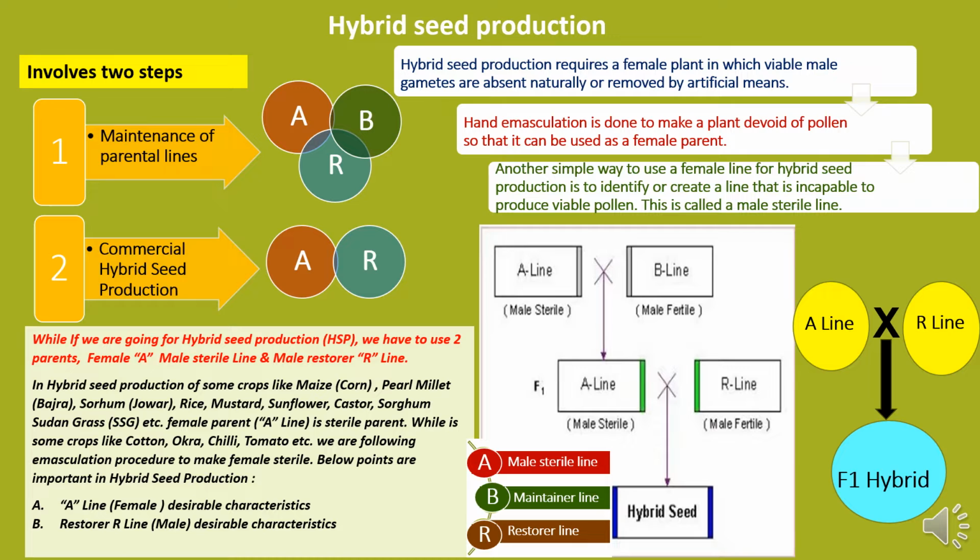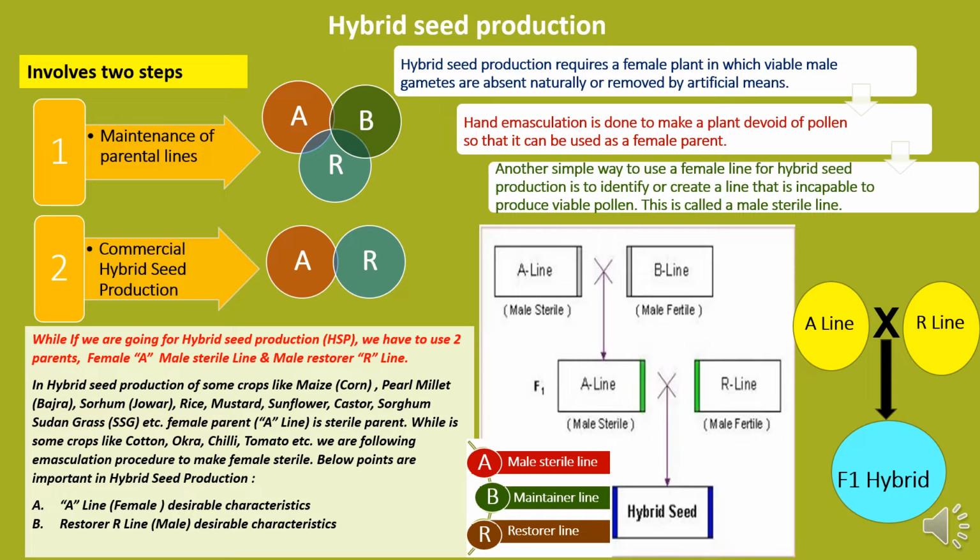Hybrid seed production involves two steps. First one is maintenance of parental lines. As earlier discussed, we use three lines: A line, B line and R line. So their multiplication is to be done in the required quantity. Second one is commercial hybrid seed production, where two lines, A line and R line, are used.